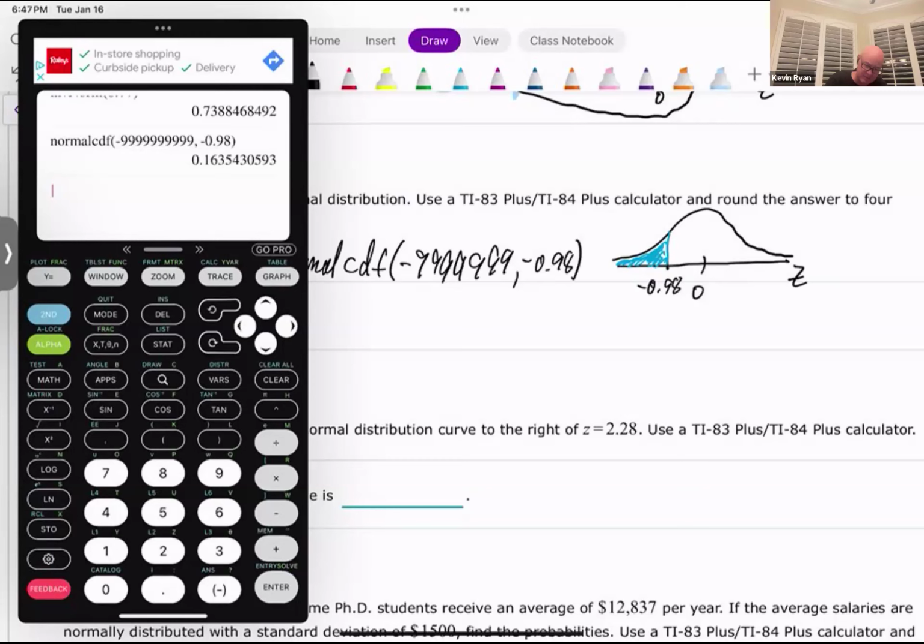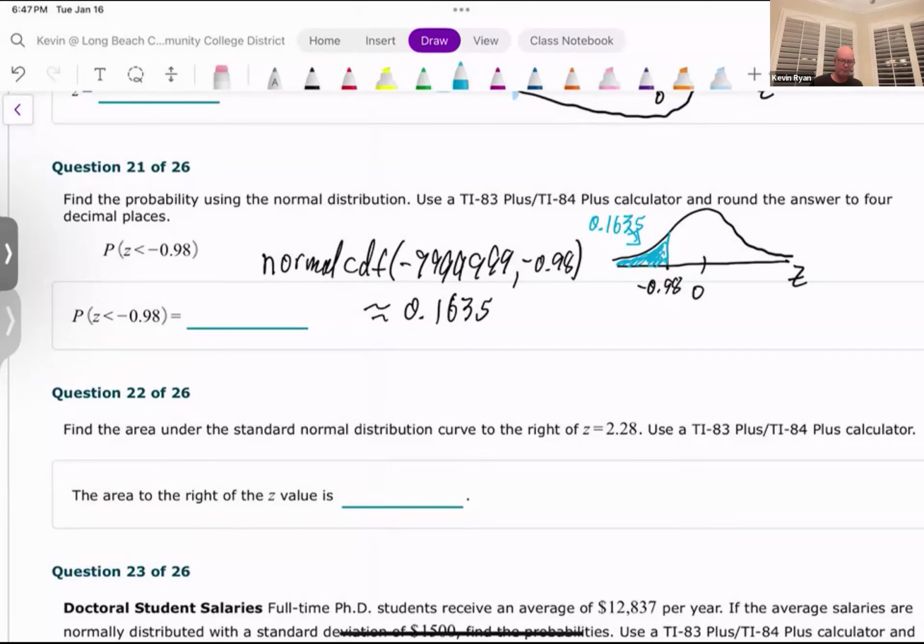So this is about 0.1635. And what we're saying is that this area right here is 0.1635. All right.